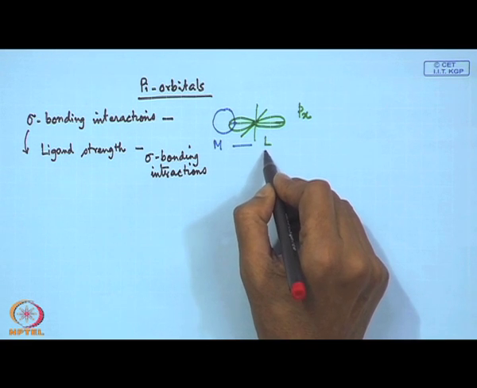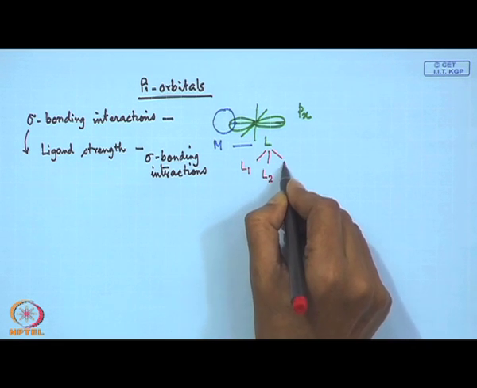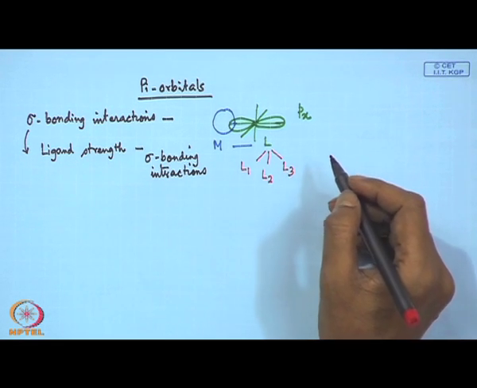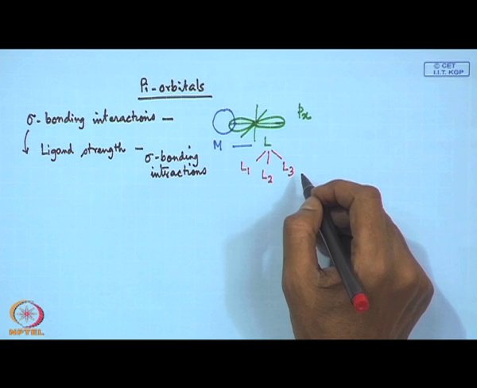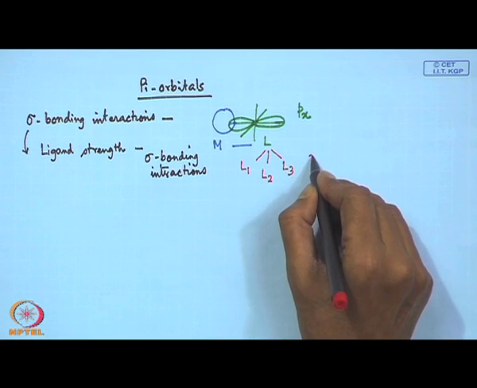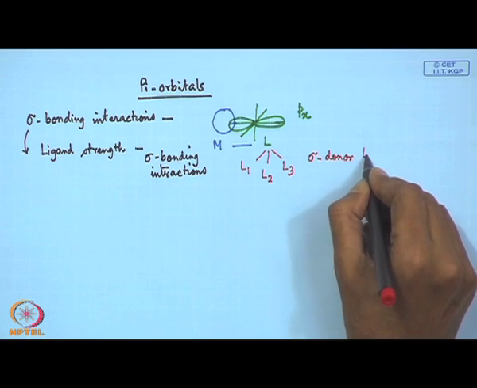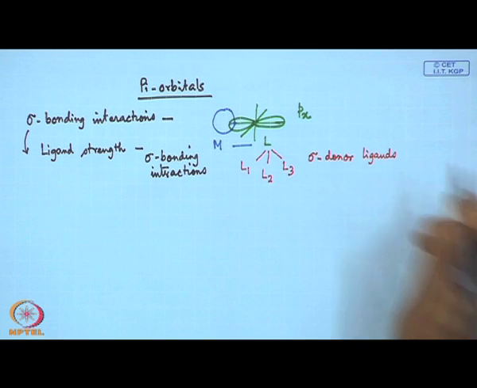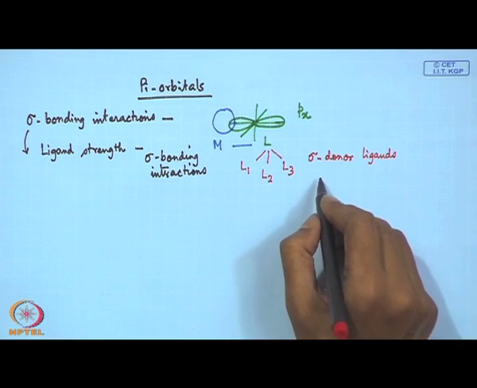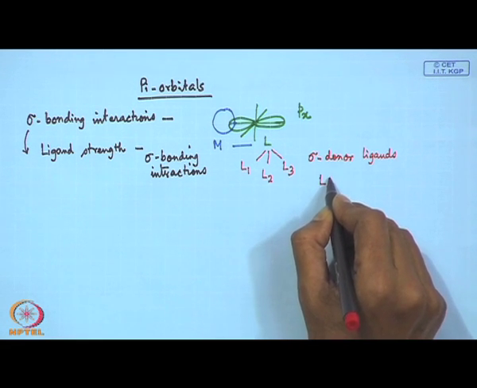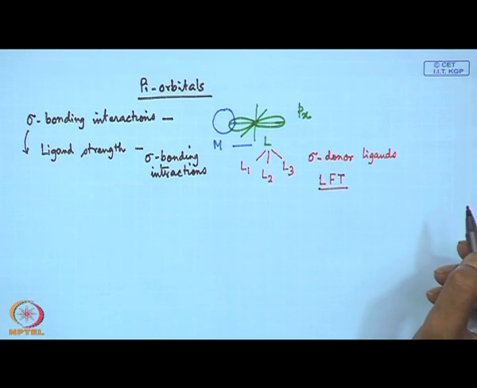So, if we have some ligands like L1, L2 and L3, the first thing we have to judge is the corresponding nature of these ligands. If they are of the same type and can only be termed as sigma donor ligands, then we can arrange these sigma donor ligands utilizing this corresponding ligand field theory based on the sigma bonding interactions.